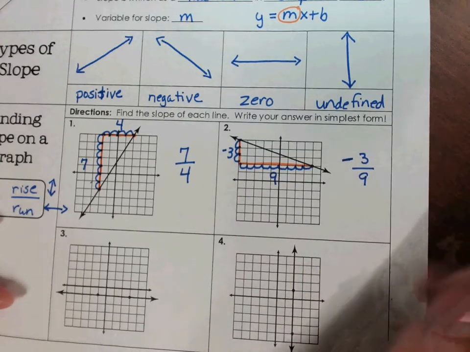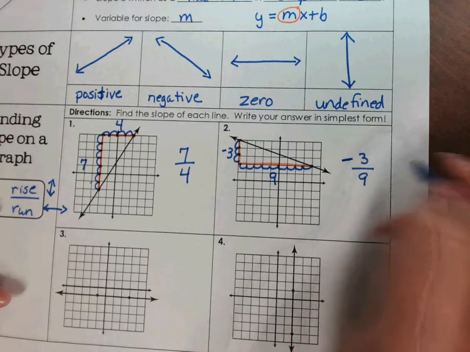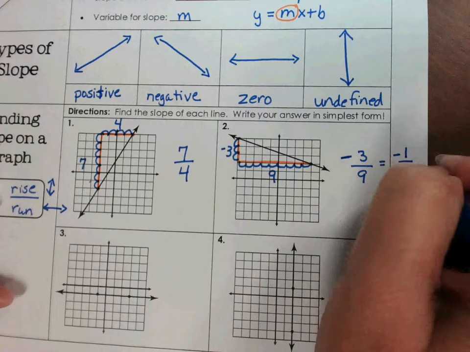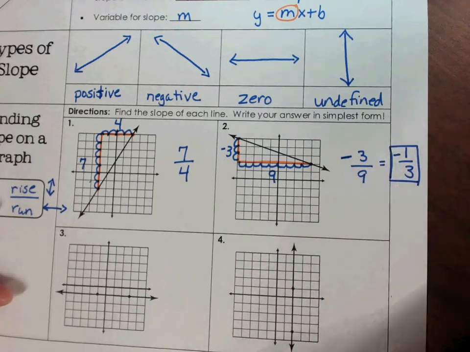Now, here's the thing. This will simplify. So if you put this in your calculator and hit enter, you're going to get negative 1 over 3. We will always want to do the simplified version of the fraction.